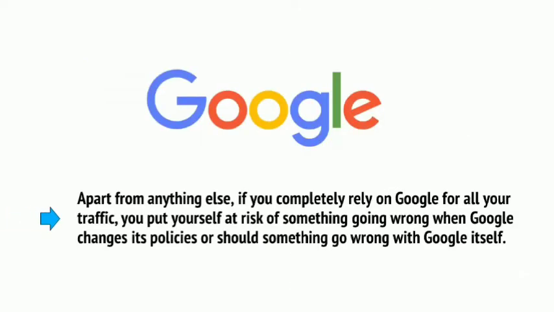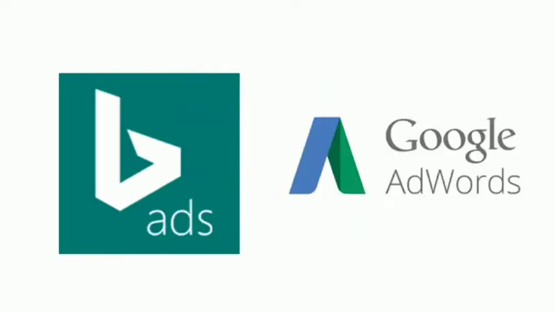And apart from anything else, if you completely rely on Google for all of your traffic, you put yourself at risk of something going wrong when Google changes its policies, which it does all the time, or should something go wrong with Google itself. Look, this is a video about Bing ads, but that doesn't mean we have to be unrealistically biased towards Bing here. There are still plenty of good reasons to prioritize your Google AdWords campaign, the biggest being simply that Google AdWords lets you reach a bigger audience. But with that said, it makes a lot more sense to make sure that you're on both. The Google apocalypse may never come, but you should still have a contingency plan in case it does.